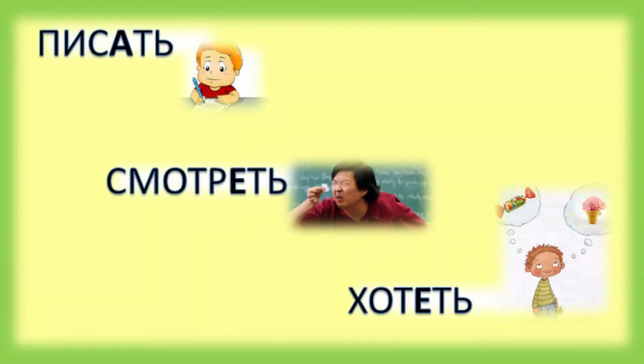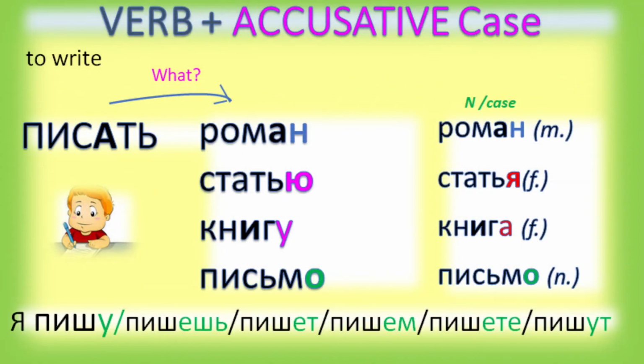Conjugation of the verbs писать, смотреть, хотеть were explained in Vocabulary Lesson 11, which you can see in the info cards above. Here is the verb to write: писать. In the right-hand column, the nouns are in the nominative case. In the middle column, they are in the accusative case.